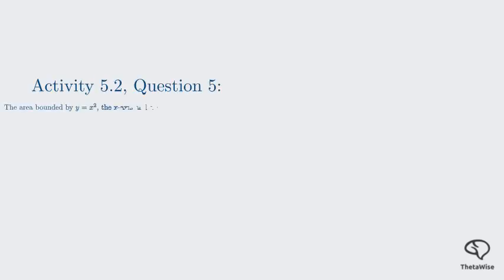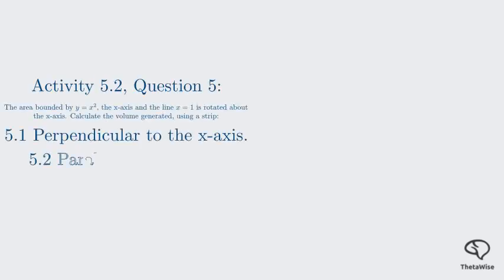Question 5 gives us an area defined by y equals x squared, the x-axis, and the line x equals 1. We're asked to find the volume generated by rotating this area about the x-axis, using a strip perpendicular to the x-axis and then a strip parallel to the x-axis. This question is a fantastic demonstration of how two different methods, disk and shell, can be applied to the same problem. This is a critical skill for N6 students.